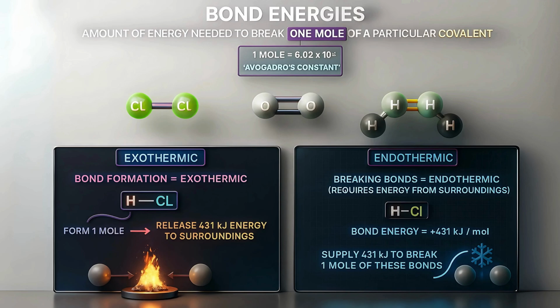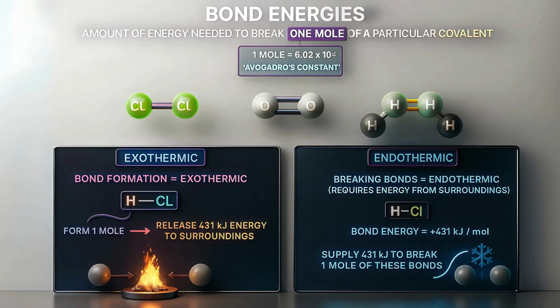Imagine a hydrogen atom joined with a chlorine atom forming hydrogen chloride. To break that bond, we would need to put in energy. In simple words, bond energy is the measure of how strong that bond is. The stronger the bond, the more energy we need to break it apart.